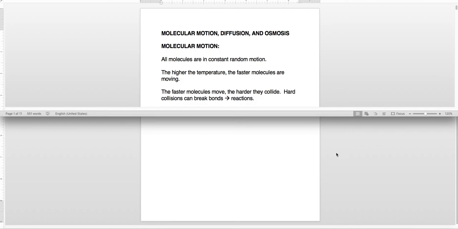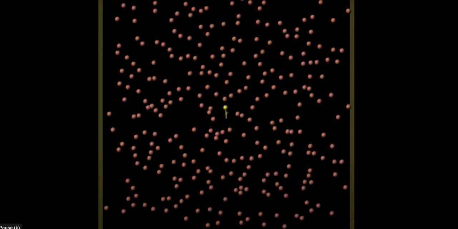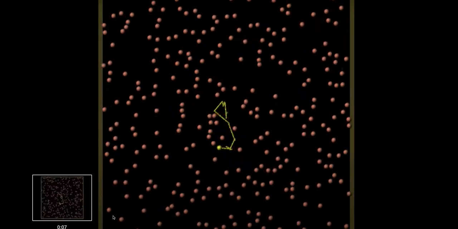So I wanted to illustrate the motion of chemicals, what random motion looks like. Turns out that there's a lot of nice molecular simulators on YouTube. So this video is a molecular simulation where each of these little dots represents a molecule. And we're going to put all these molecules into random motion. So each one's going to move in a direction and continue in that direction until it hits another molecule and bounces off. And so you can see here's what random motion looks like.